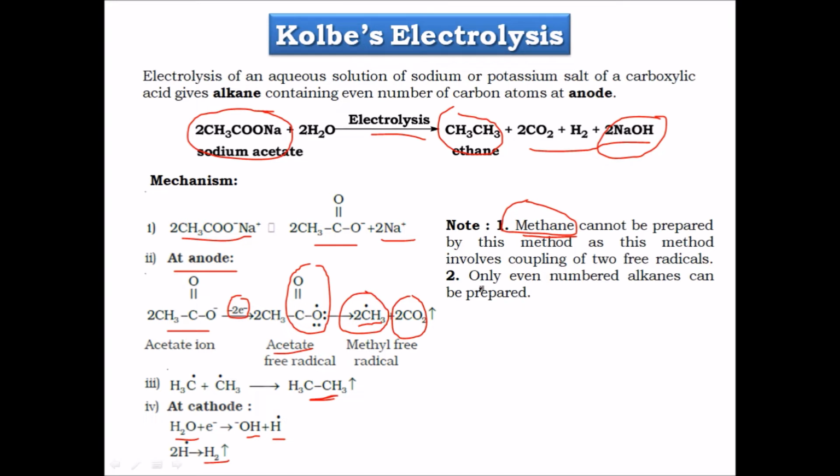The second limitation is that we can prepare only even numbered alkanes by using this method. The reason is again the same: because of coupling, whatever free radical you take, with an even or odd number of carbons, you always get an even number of carbons. That's why only even numbered alkanes can be prepared by using Kolbe's electrolysis. So this is the first reaction, Kolbe's electrolysis, preparation of alkanes.